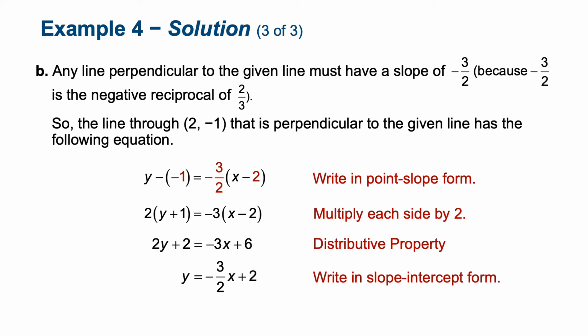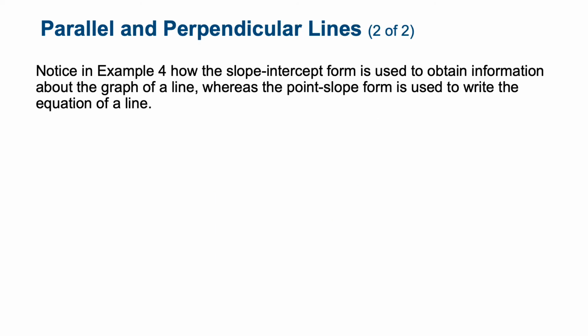A negative and a negative make a positive. Okay, and then we're solving for y. So subtract both sides by 2. Right? And then you would divide everything by 2. So you would get y equals -3/2 x plus 2. Okay, so in this last example, the slope-intercept form was used to obtain the information, whereas the point-slope form was used to write the equation.